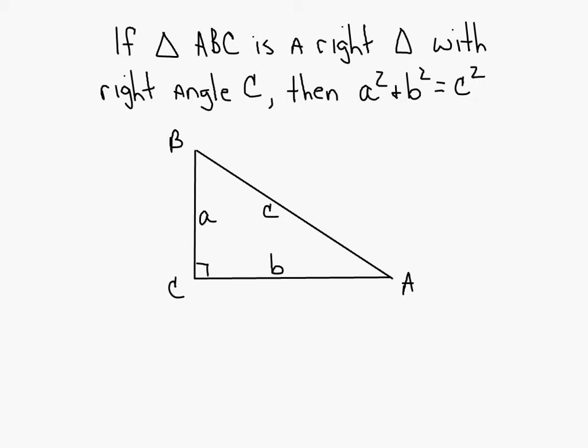Done that a few times this year, right? Okay, you know that for every right triangle, the two shorter sides are your sides A and B. They're your legs. Your longest side is C. So for a right triangle, the sum of the squares of the two shorter sides is equal to the hypotenuse squared, or the longest side squared. Okay?